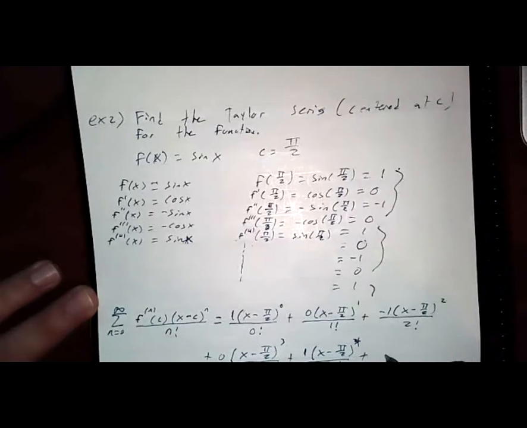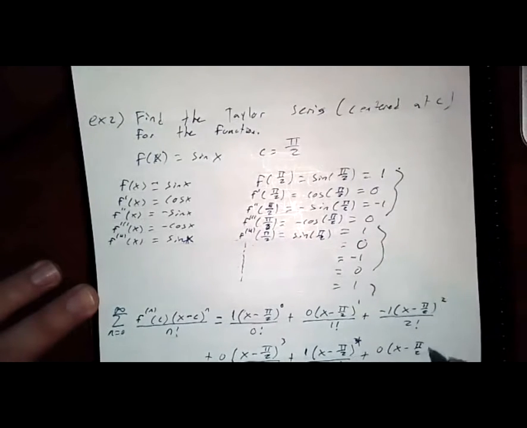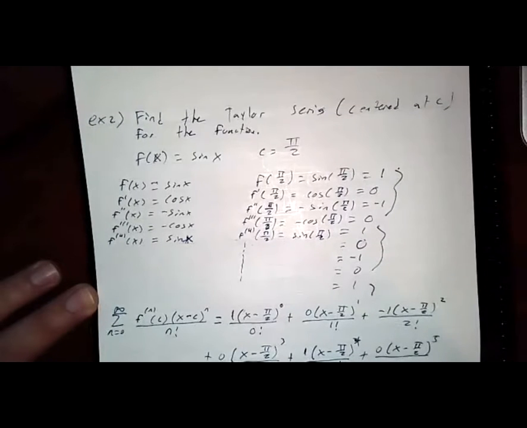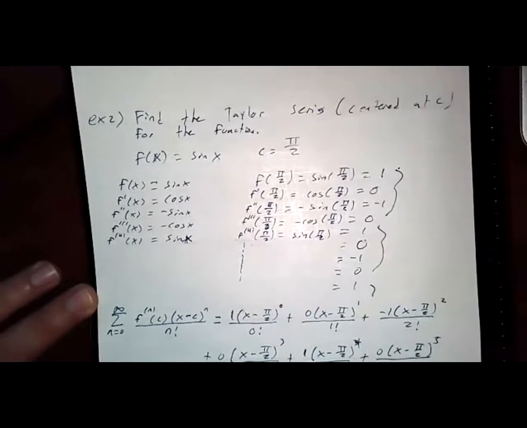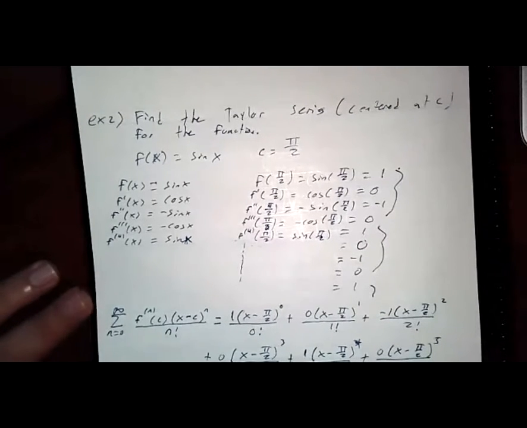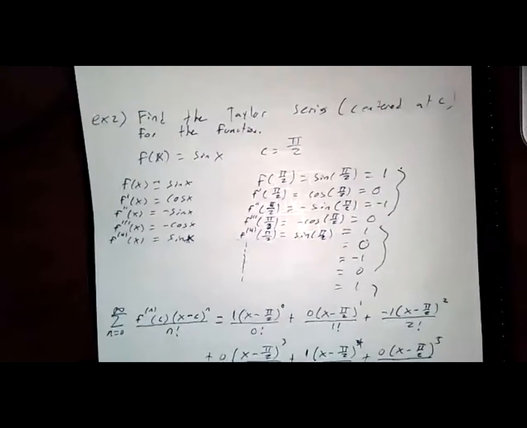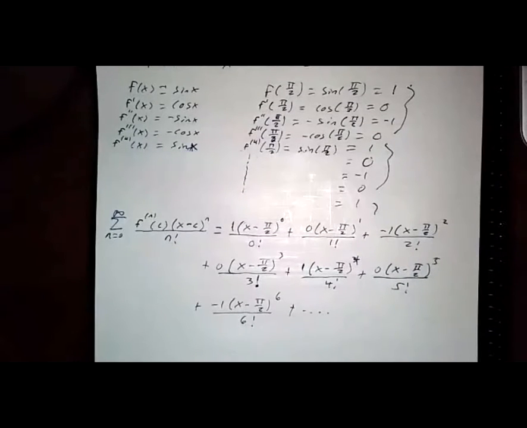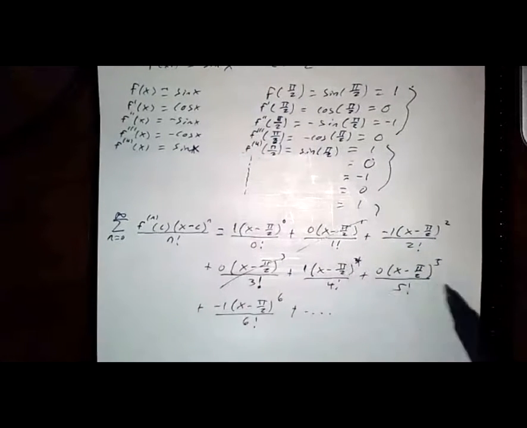Okay, then it starts over, so 0 times (x minus pi over 2) to the fifth over 5 factorial, plus, after 0, it's 1, 0, -1 times (x minus pi over 2) to the 6 over 6 factorial. Anyway, it goes on forever, right? Who cares? But notice how there's pluses and minuses, but also there's a bunch of zeros. Like these 0 terms are going to disappear, aren't they?